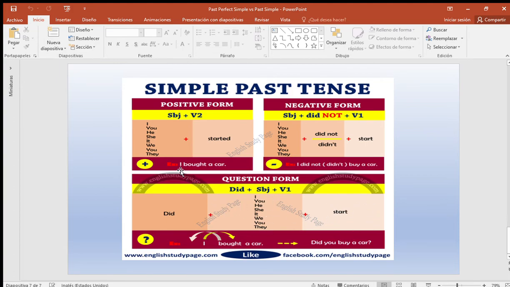Here we have an example. I bought a car. I did not or didn't buy a car. Remember, auxiliary, normal verb. Did you buy a car? This is the question. Remember the verb in normal because we have auxiliary here and we have auxiliary here.